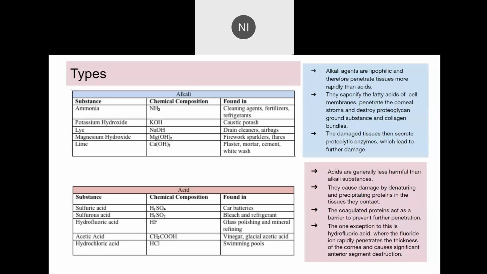They will saponify the fatty acids of the cell membranes, penetrate the corneal stroma, and destroy the proteoglycan ground substance and collagen bundles. The damaged tissue will then secrete proteolytic enzymes, which lead to further damage.